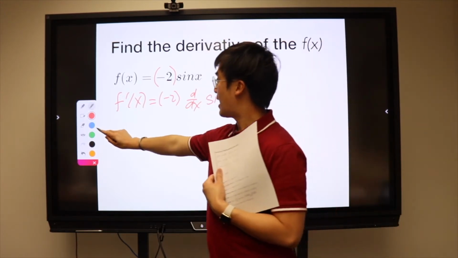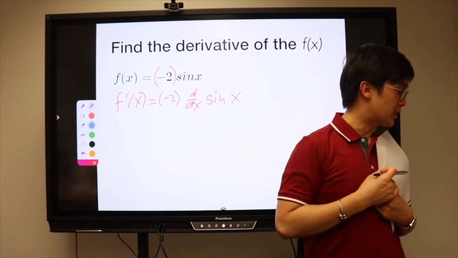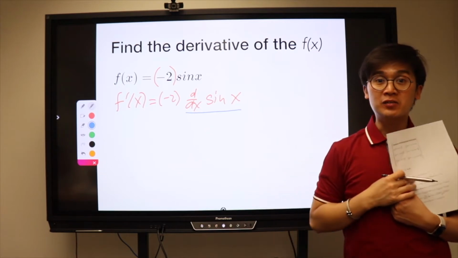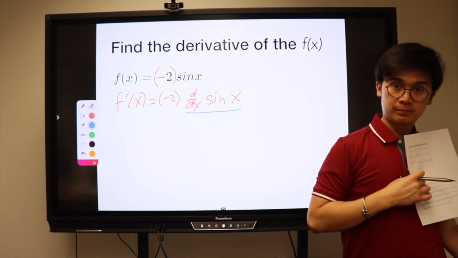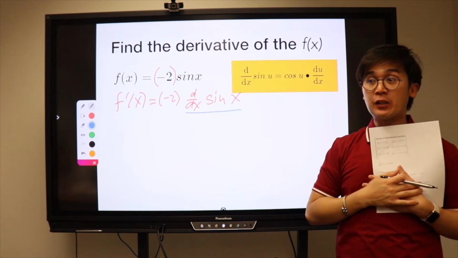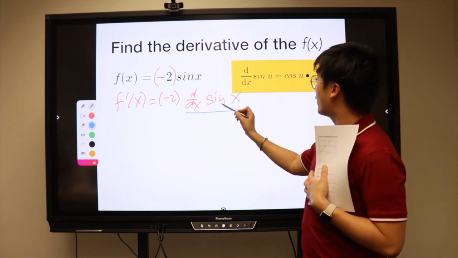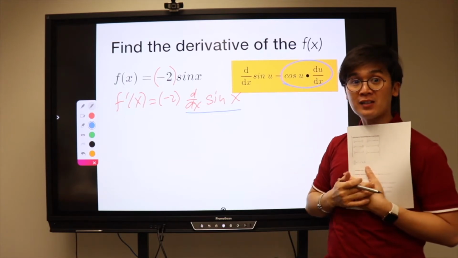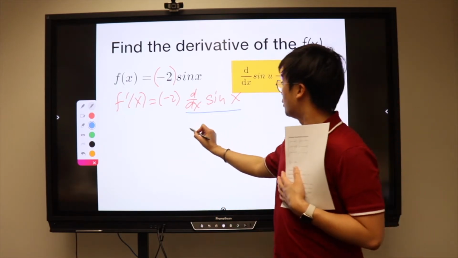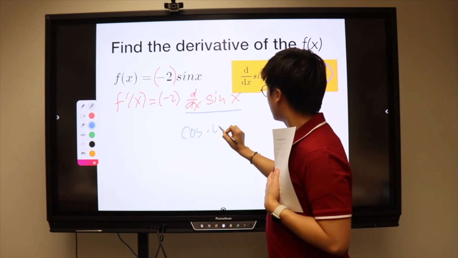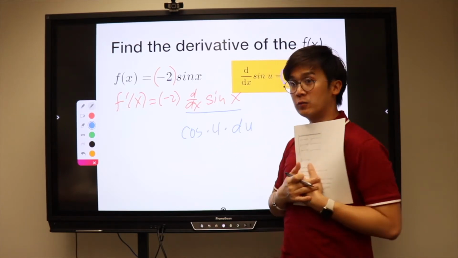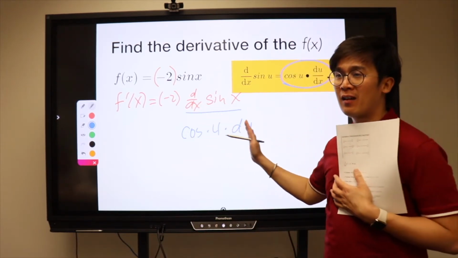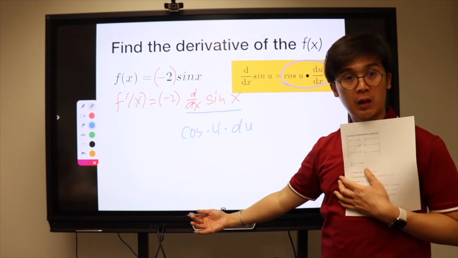All right, now let's focus our attention on d dx of sine x. What is the derivative of sine x? Cosine u du dx. So if we're going to find the d dx of this, we need to produce this, right? So let's write it down. Cosine u du. There. And again, we're writing it down so that we will have a pattern to follow.